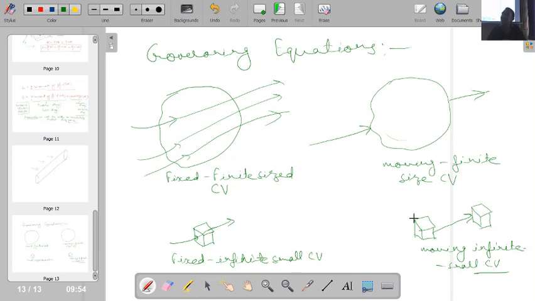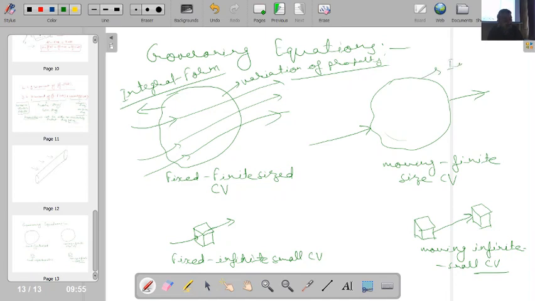Now when we consider the finite size control volume, there can be variation of property within the control volume. If you consider this large room as your control volume, at this point you may have more density and at another point less density. So in a finite sized control volume there can be variation of property within it. This is the reason that when we derive the governing equations for a finite sized control volume, we get the equations in integral form.